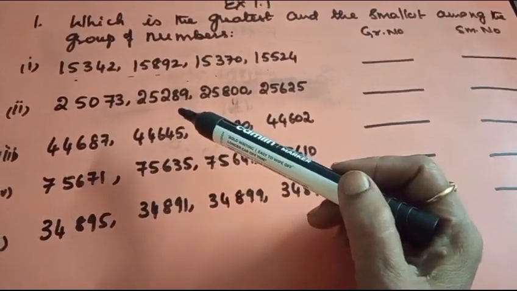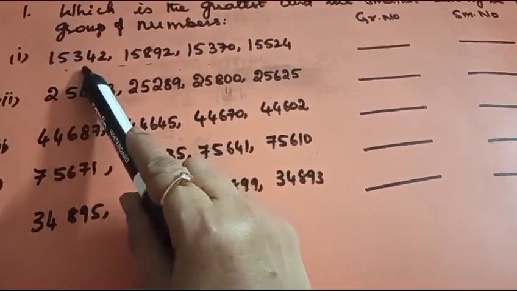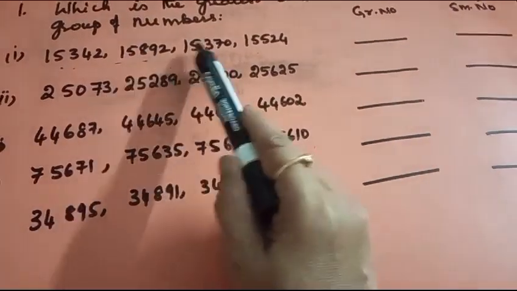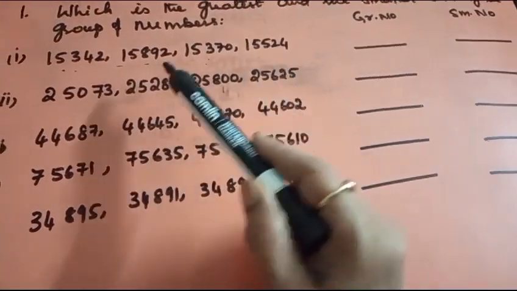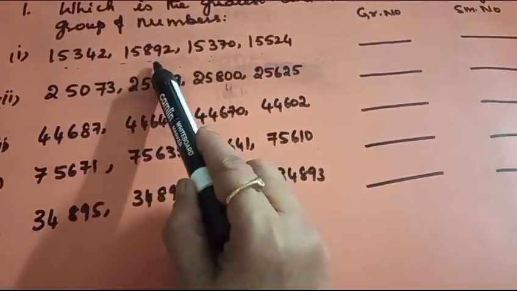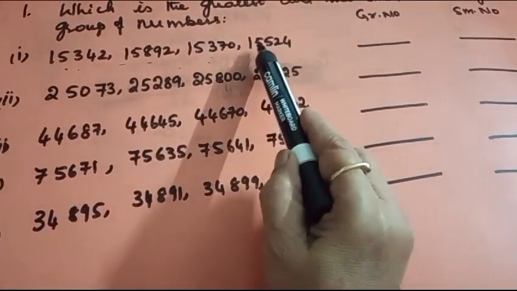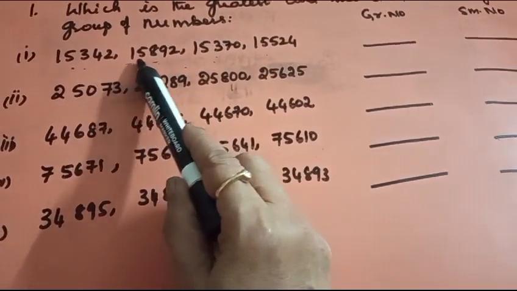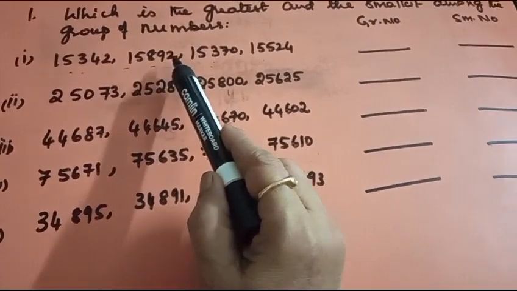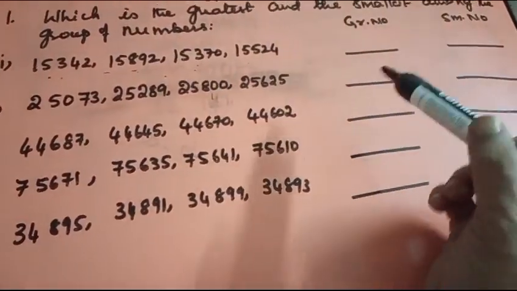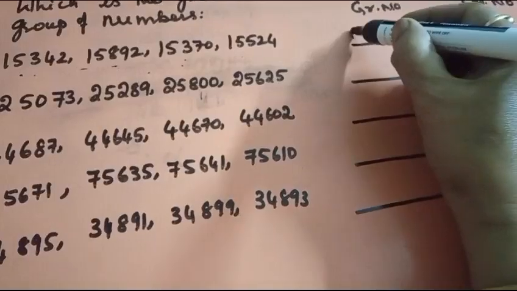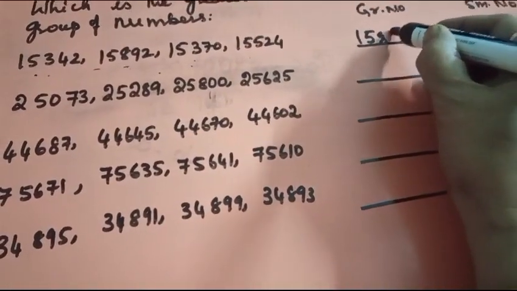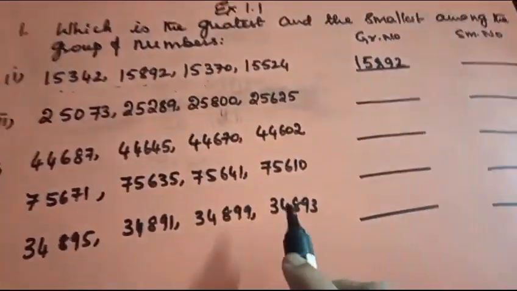Now what you have to do? You go to the next one, that is the hundreds place. Here the hundreds place is 3, here 8, here 3, here 5. Out of 3, 8, 3, 5, the greatest one is 8. So we will consider 15,892 as the greatest value. I will write 1, 5, 8, 9, 2. This is the greatest one.